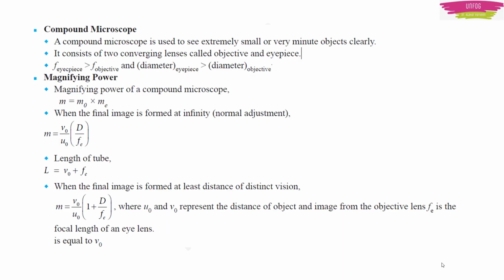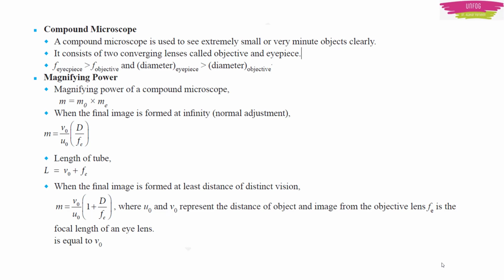Now, let's talk about the compound microscope. A compound microscope is used to see extremely small or very minute objects clearly. This I told you, right? It is used in research. In your research laboratories, compound microscopes are used. This microscope consists of two converging lenses. One converging lens is called the objective and the other one is the eyepiece.